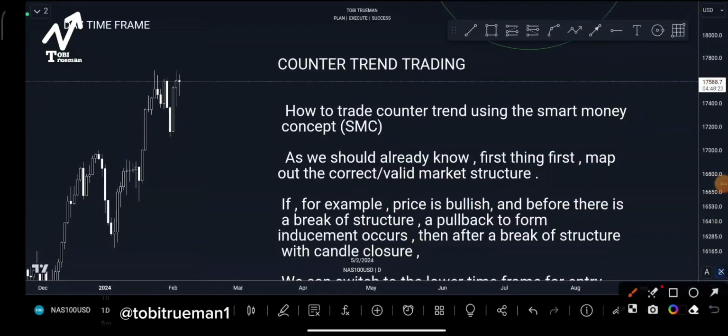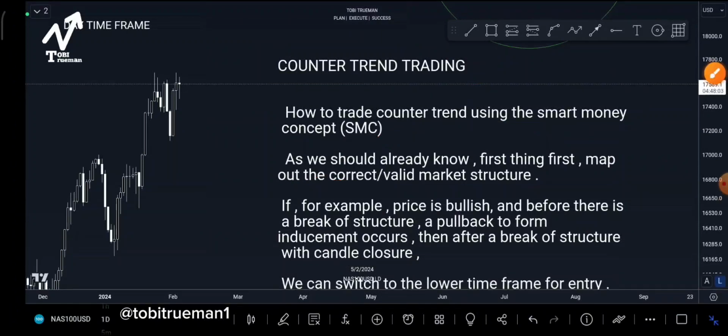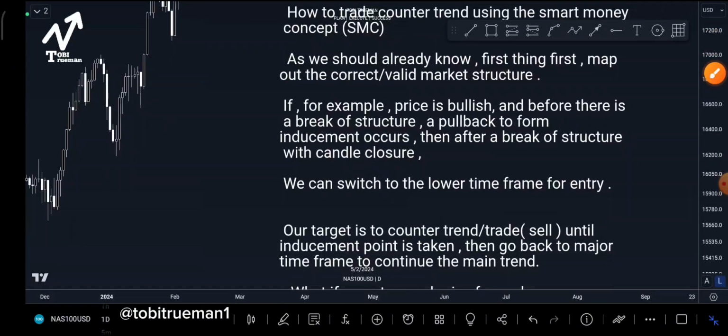Today we are going to be looking at counter trend trading. Counter trend trading: how to trade counter trend using smart money concepts. As we should already know, first thing first, we have to map out the correct and valid market structure to identify anything in the market as far as smart money concept is concerned.